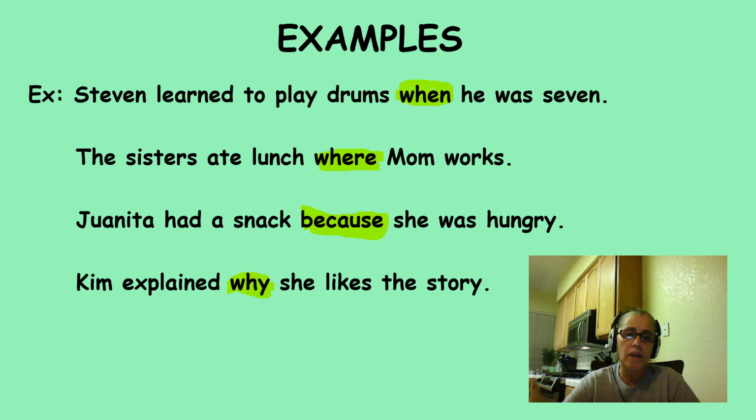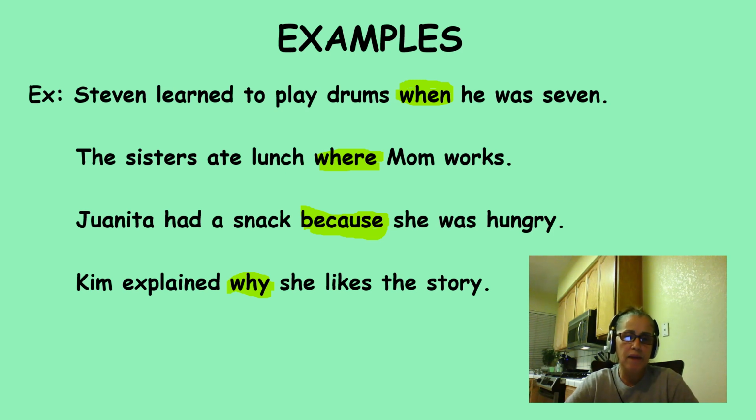Next one, Juanita had a snack because she was hungry. So Juanita had a snack. Okay, Juanita is your noun, had is your verb. She was hungry. Because, why did she have a snack? Because she was hungry. And there's your conjunction, your dependent clause.